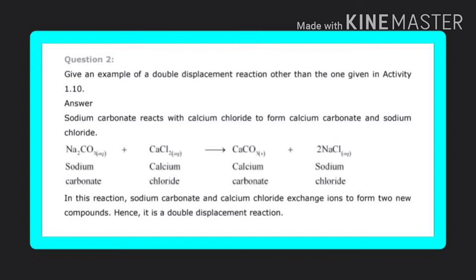Next question. You can keep on pausing the video to write your answers. Give an example of double displacement reaction other than the activity that I showed you. The answer is sodium carbonate reacts with calcium chloride to form calcium carbonate and sodium chloride. Na2CO3 aqueous plus CaCl2 gives CaCO3 plus NaCl. There are a lot of double displacement examples. You can write any of them. I just gave you one of them. Any reaction that you saw is correct. There are no wrong answers in this. Don't worry about that. A lot of examples you've studied, you can write any one of them.